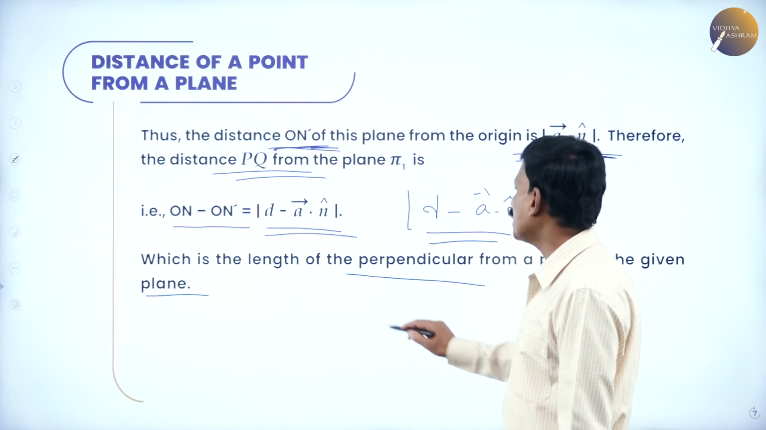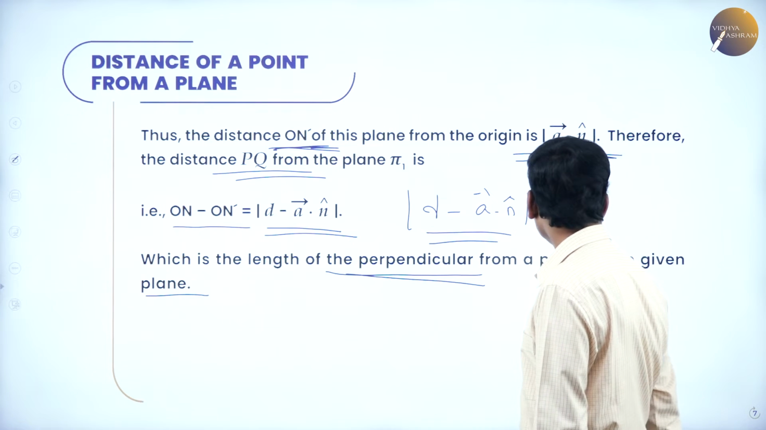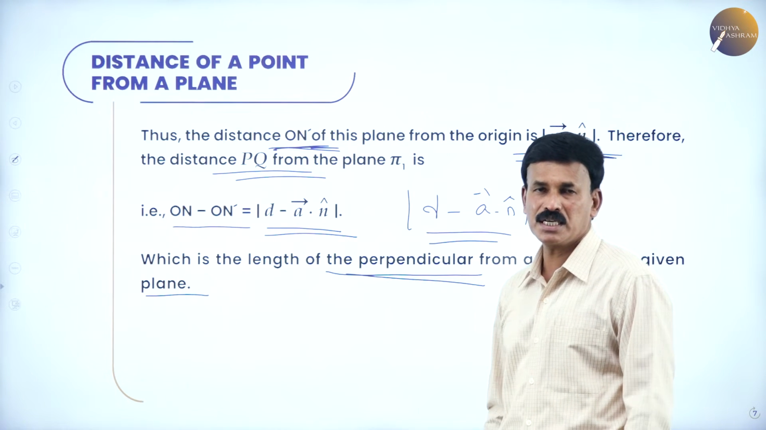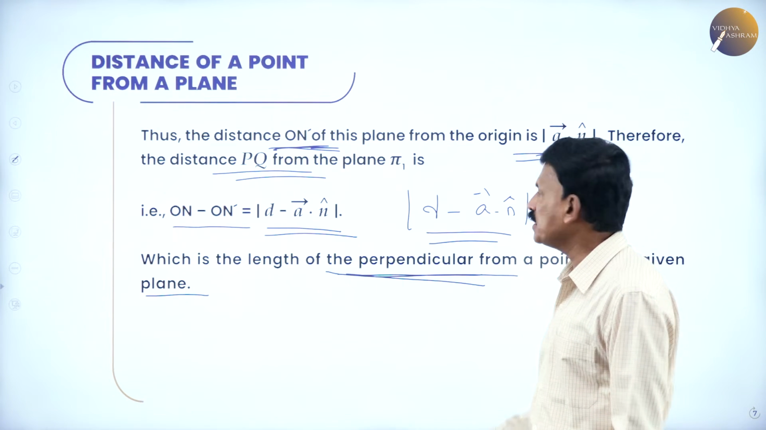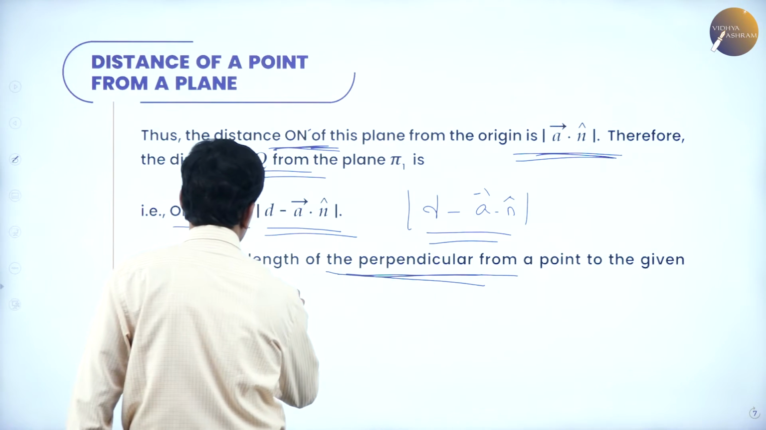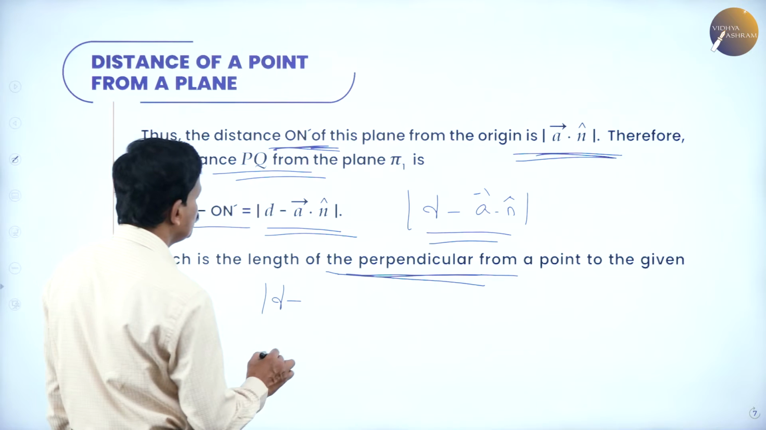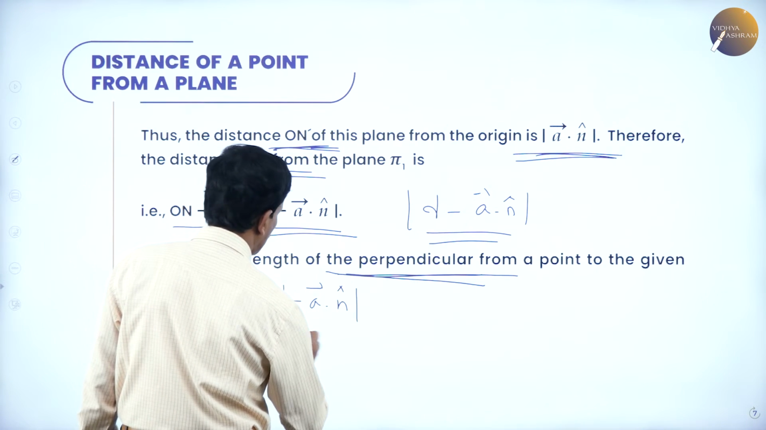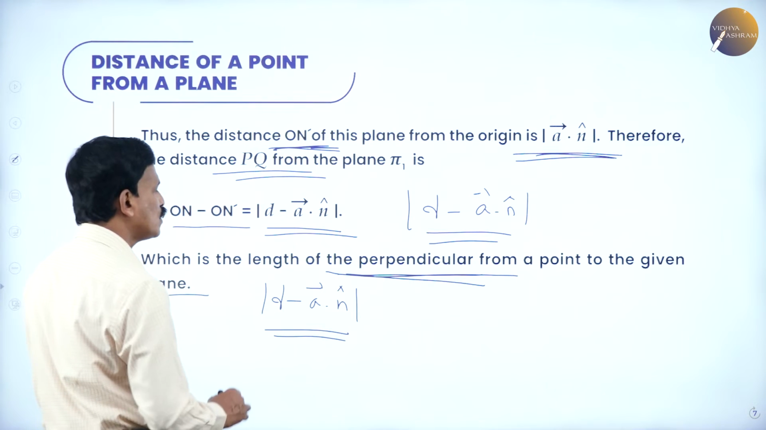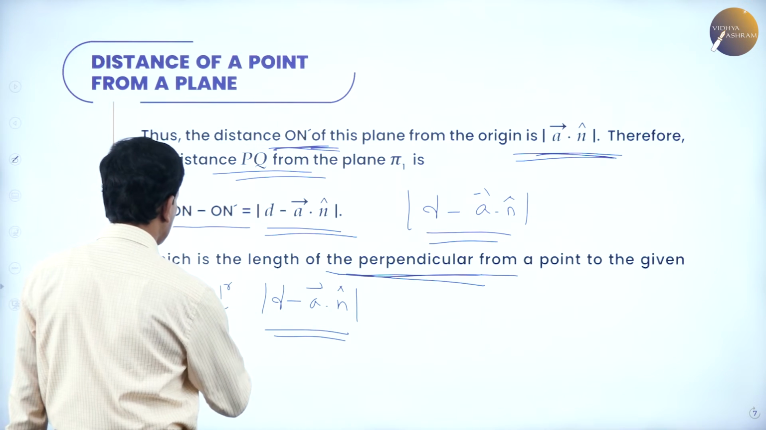Which is nothing but the length of the perpendicular from a point to the given plane. Hence, the length of the perpendicular from a point to the given plane in vector form is given by mod of D minus vector A dot N cap. This is the perpendicular distance.